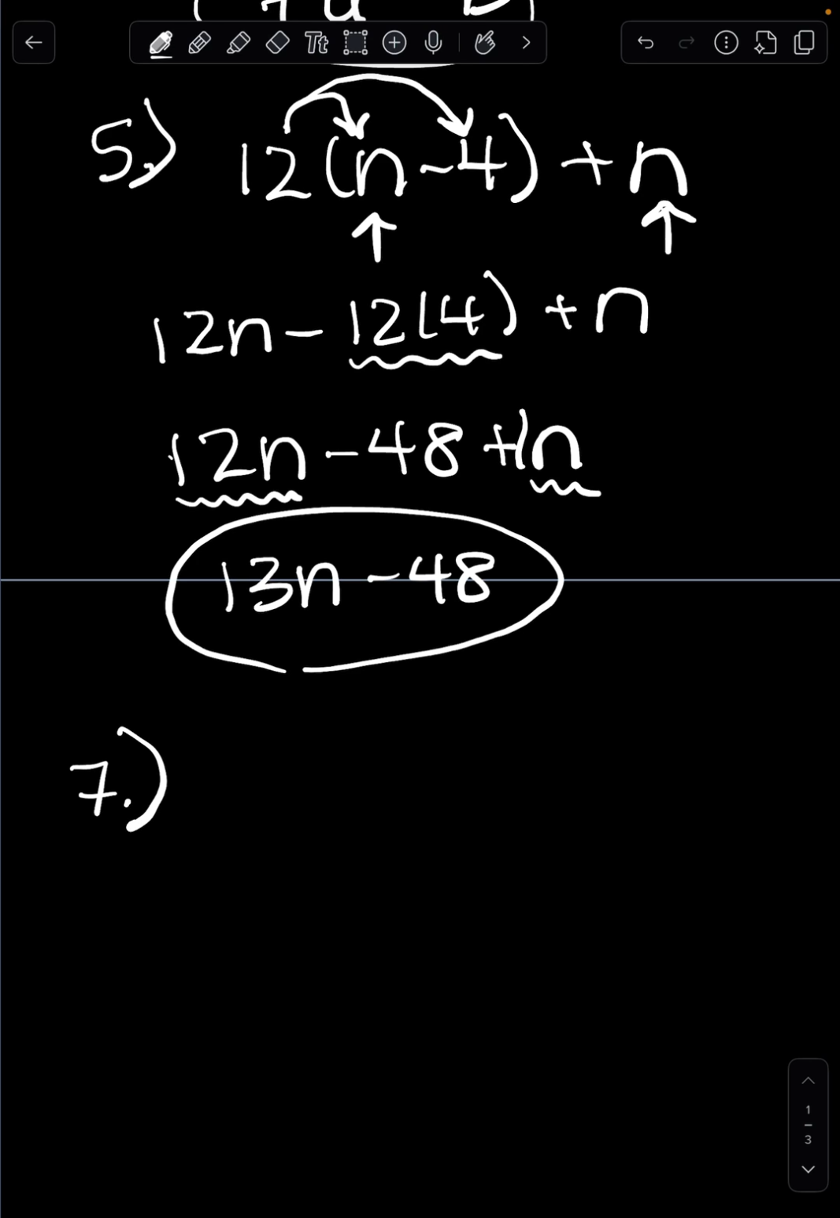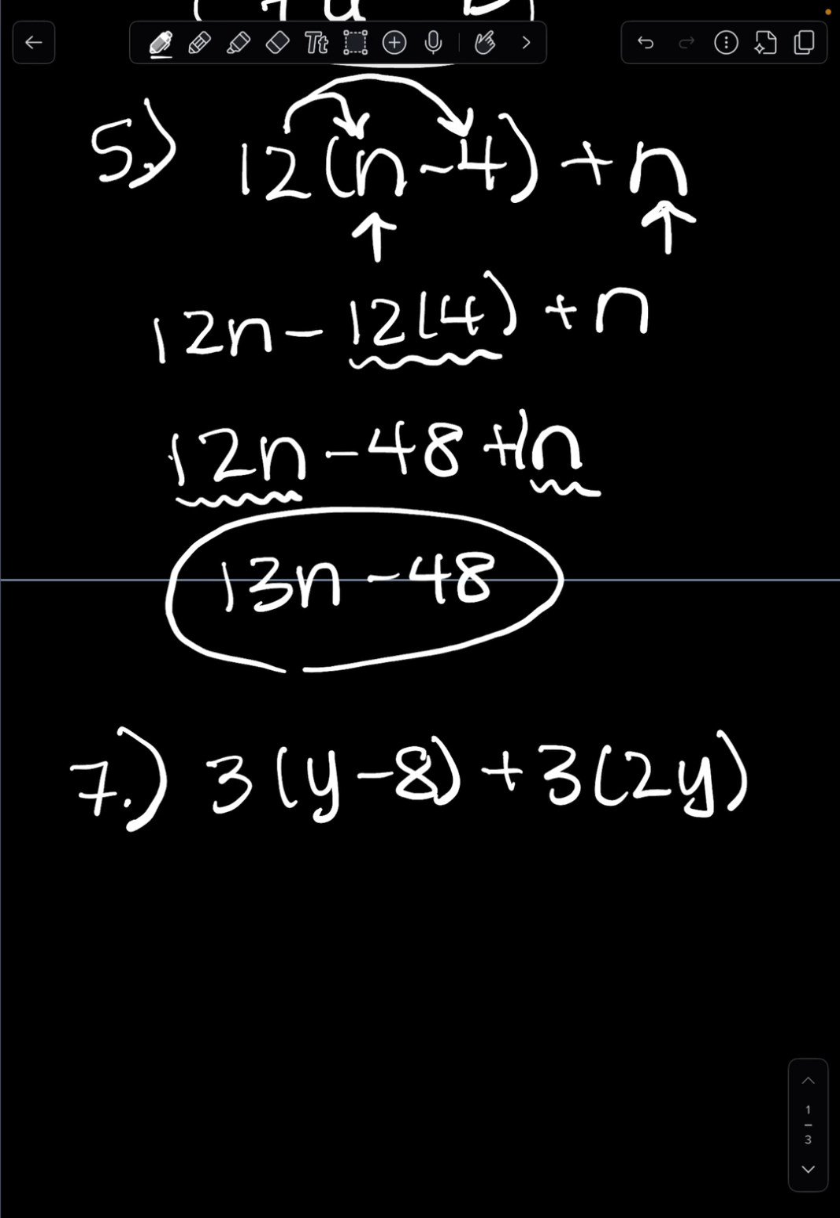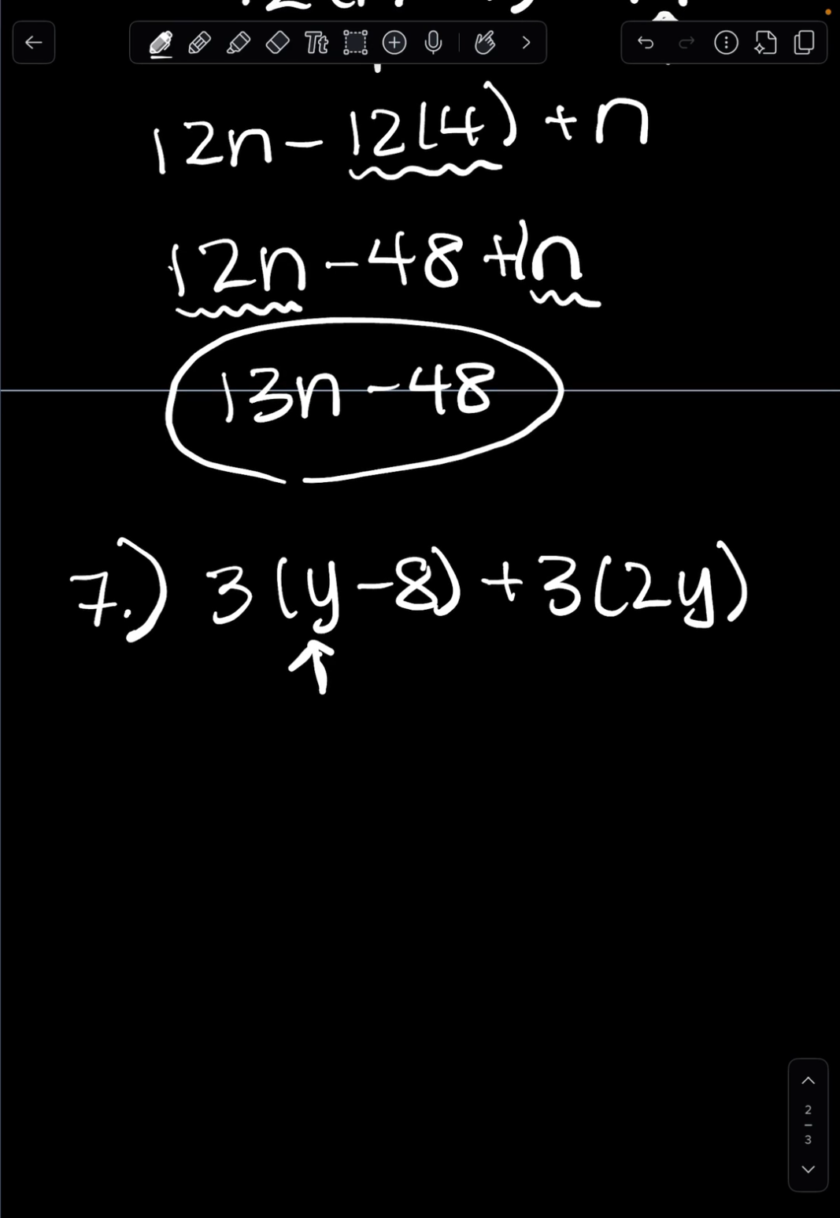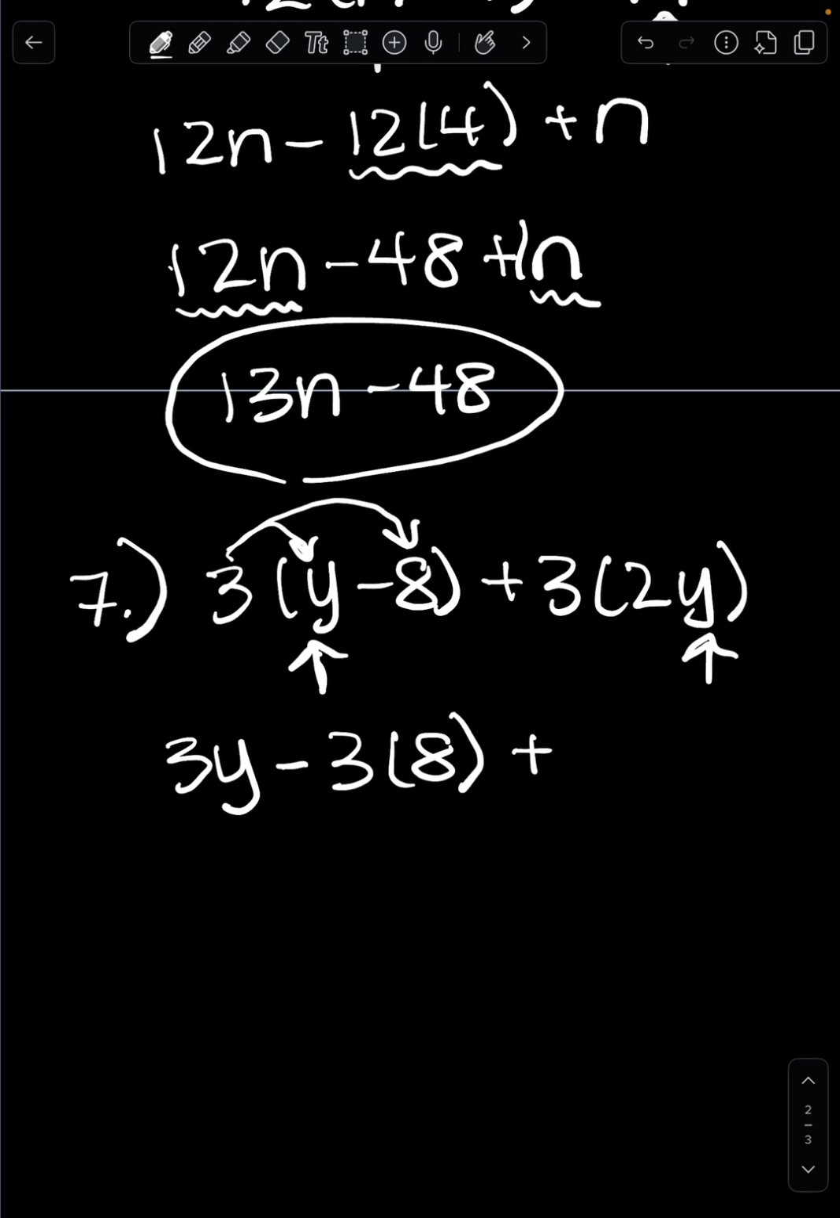Number 7, 3 times the quantity y minus 8 plus 3 times 2y. Again, I've got a y inside parentheses and here as well. I've also got a bunch of constant numbers, but they're all kind of mixed up here with parentheses. So my goal is to get rid of the parentheses. So that means I'm going to use the distributive property here with the 3. So I'll have 3y minus 3 times 8 plus, and here I'm just doing 3 times 2 times y, which is 6y.